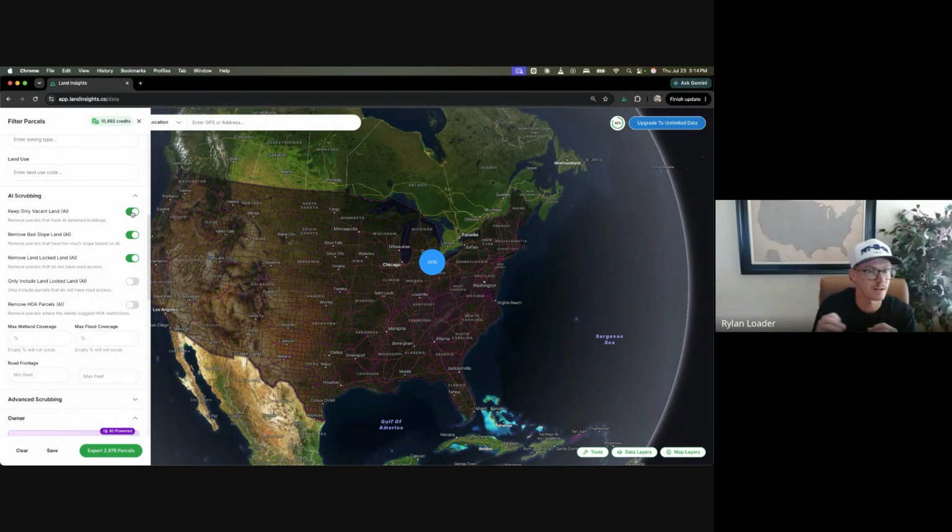If there's a small structure in it, it'll go through. But if there's a big building footprint, then we're going to remove that from our data set. So this filter gives you true vacant land. Okay. Remove bad slope. So this is removing everything that is like very strange steep slope properties.